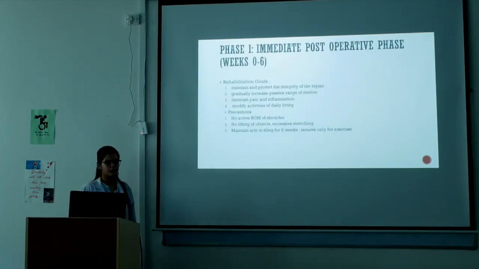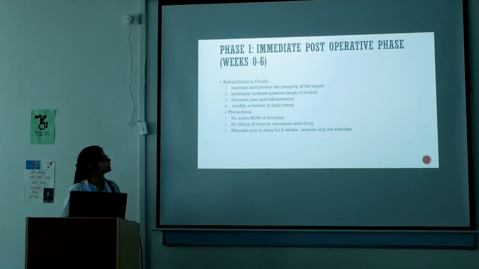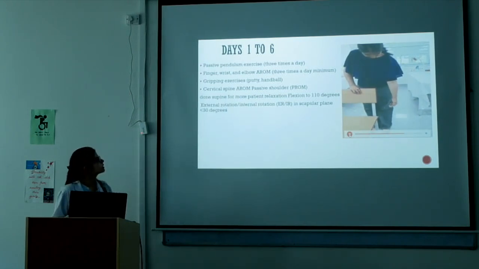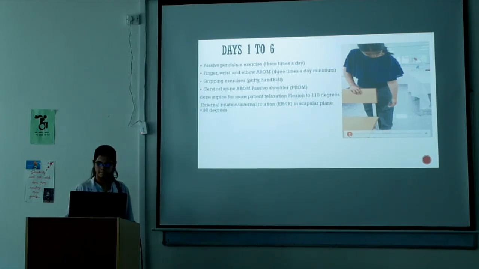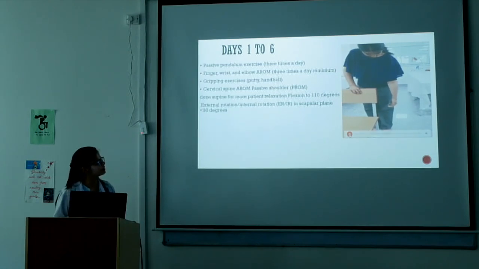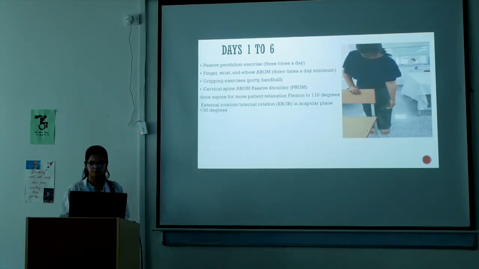For phase 1, the immediate post-operative phase from weeks 0 to 6, the rehabilitation goals would be to maintain and protect the integrity of the repair, gradually increase the PROM, and diminish pain and inflammation, along with the precautions that we have to take care of. Day 1 to day 6 would be passive pendulum exercises, forearm and arm muscle isometric exercises, and gripping exercises. This is the passive pendulum exercises for the range of motion.